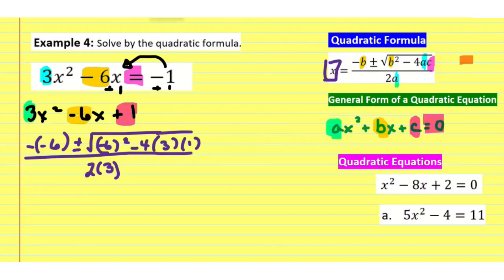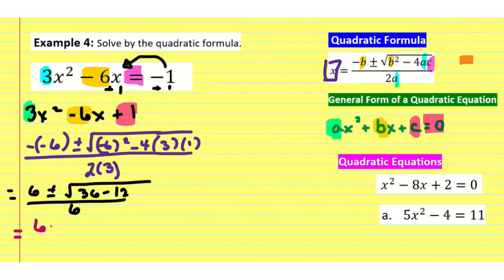Now we just keep simplifying it and working it down. So that is going to be equal to a +6 plus or minus the square root of 36, because -6 squared is 36. And then it's a negative times a positive times a positive, which means it's still going to be negative. And 4 times 3 times 1 is 12. And then all that is going to be divided by 2 times 3, which is 6. So now we're going to reduce it some more. 6 plus or minus square root of 24 divided by 6.